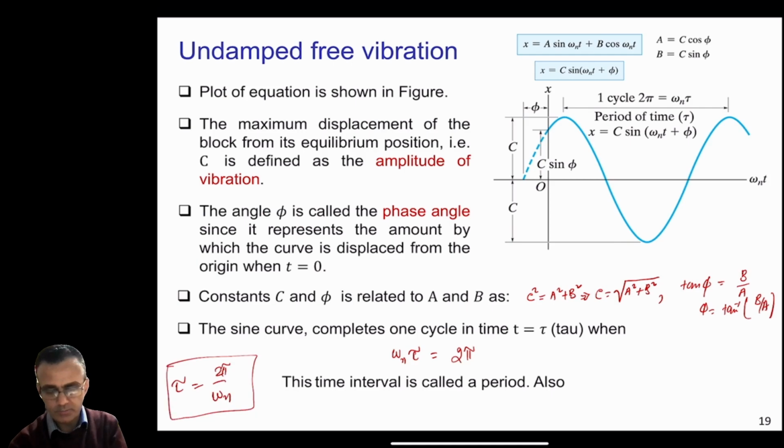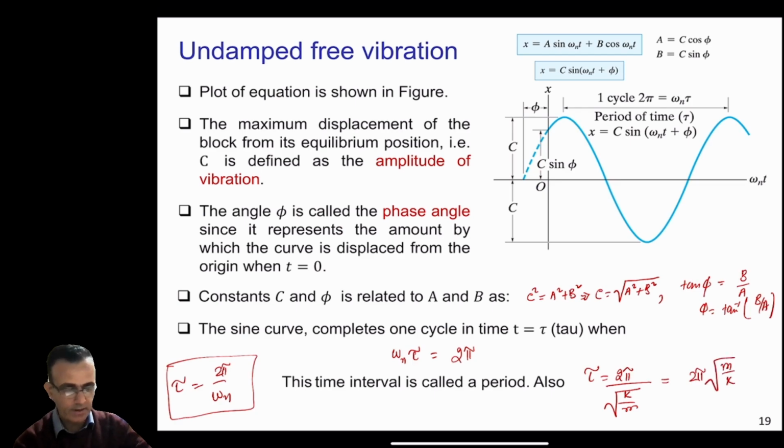So from here you can calculate the time period, which is 2 pi divided by omega n, and we already know the value of omega n, so this time period can also be written as tau equal to 2 pi, and omega n, we know, is the square root of k divided by m. Then the time period will become equal to 2 pi times the square root of m divided by k. So this is the value of the time period here.